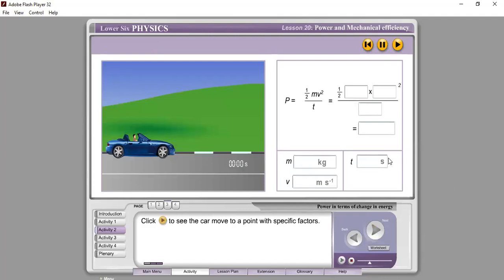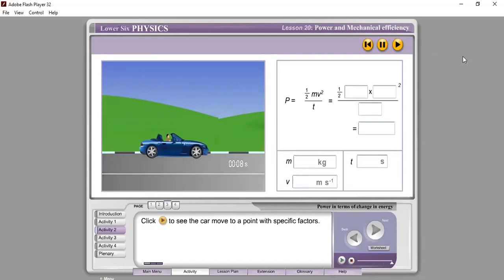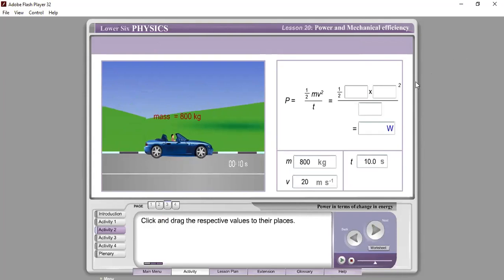Click the play button to see the car move to a point with specific factors. Click and drag the respective values to their places. Now we notice that the mass is equal to 800, sorry, 800 kg. How about the speed? The speed at that moment is 20. One over 2 m v squared over the time taken is equal to 10. Calculate and click Compare. So once we calculate, we will get 1.6 times 10 to the power 4 watt.